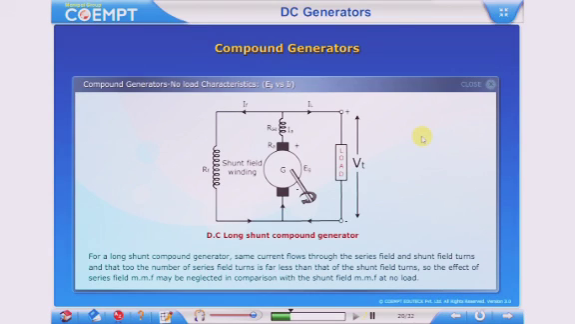To get these characteristics, the series field winding should be separately excited. The shape of the characteristics is the same as that of a separately excited generator.